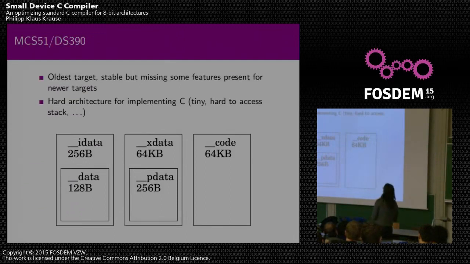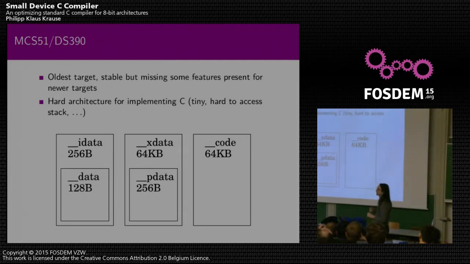OK, next, a bit on the targets we support. Now, our oldest target is the MCS-51. It's quite stable. It doesn't have all the fancy features present in some of the other targets, but it works. OK. The architecture is quite a hard target for C.